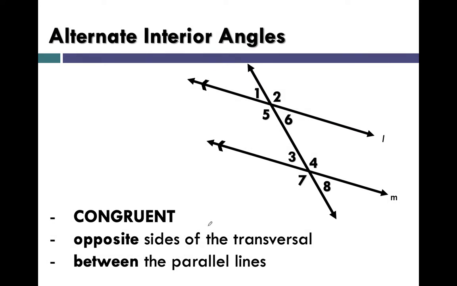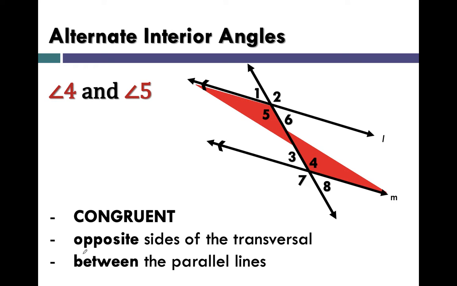Our second new pair of angles is called alternate interior angles. These angles are also congruent. They are on the opposite sides of the transversal, and they are between the parallel lines. An example of alternate interior angles are 5 and 4, and 6 and 3.